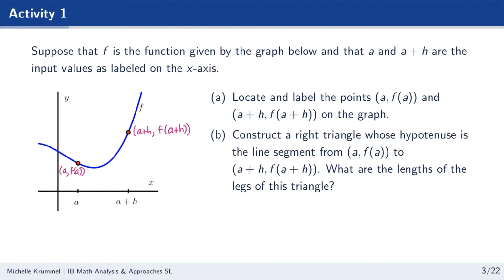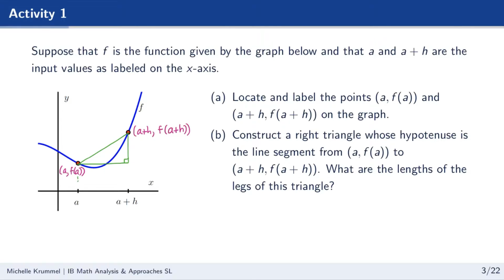Next, we want to construct a right triangle whose hypotenuse is the line segment between those two points, a, f of a and a plus h, f of a plus h. So if I connect those two points with a line segment, we want that to be the hypotenuse of a right triangle. So now I'll draw the right triangle. And we're asked to find the lengths of the legs of the triangle. So the legs are the two sides that include the right angle.